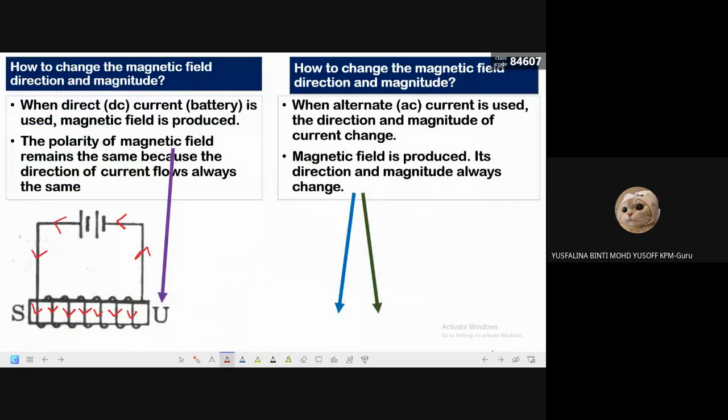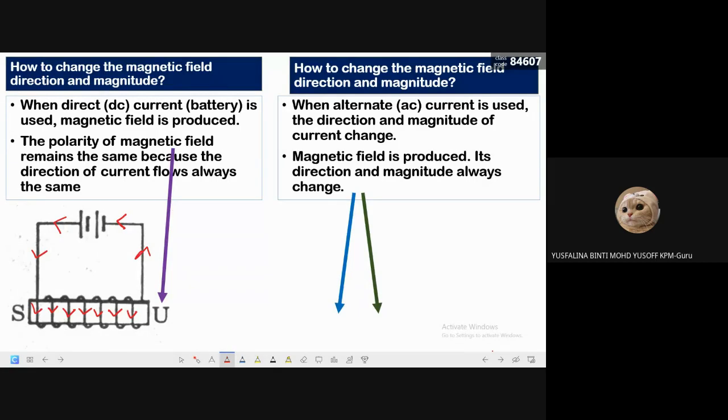Okay, how to change the magnetic field direction and magnitude? Because we need to produce the induced current, and an induced current must have a change of magnetic flux. So when a direct current battery is used, a magnetic field is produced. We already know current has a magnetic field.